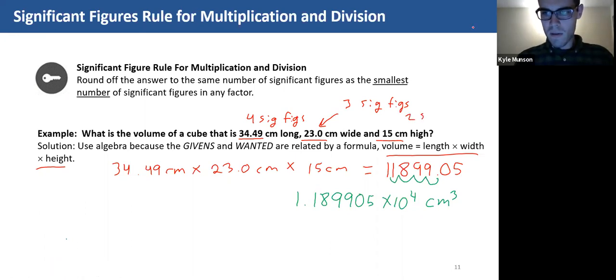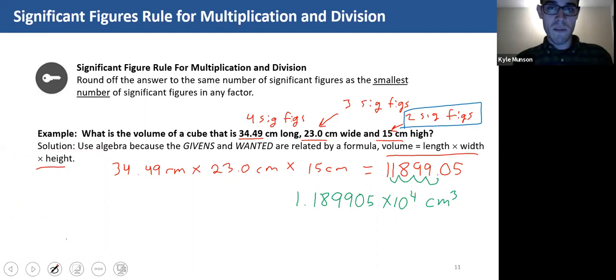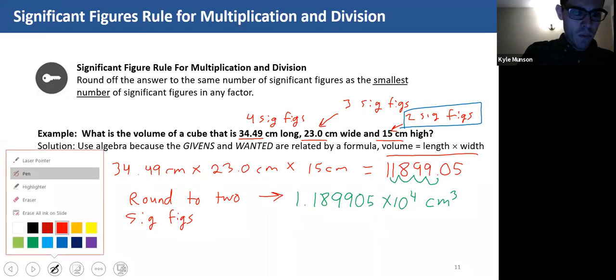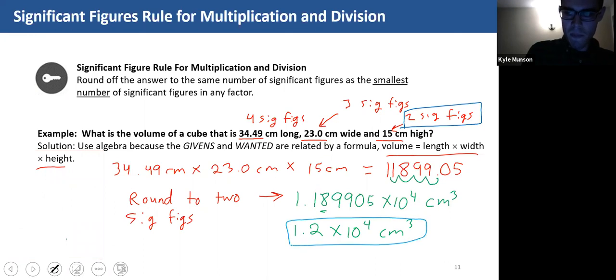Let me move my screen a little bit so I can finish writing here. Figs. Okay, so this is the limiting factor. Because this only has 2 figs, that means my answer can only have 2 figs, right? Because it's the smallest number of significant figures. So I need to round this number to 2 figs. Okay, so we did an example like this already. This is going to be 1.2, because the 8, the first digit to be dropped, is greater than 5, so I round the 1 up, times 10 to the 4th centimeters cubed. Okay, there you go.